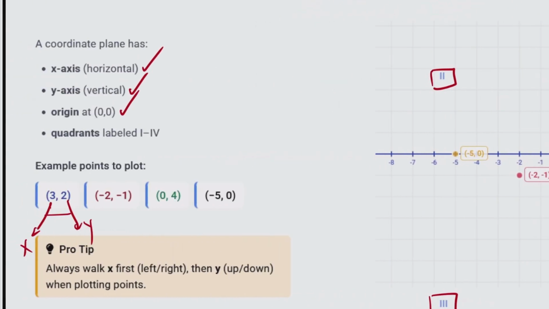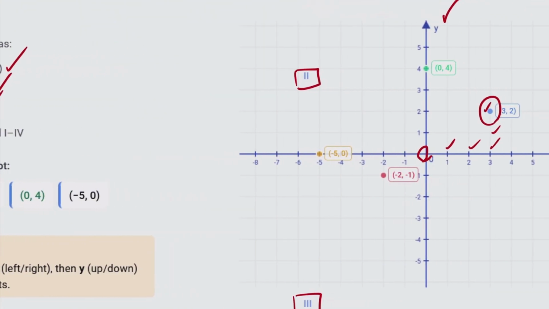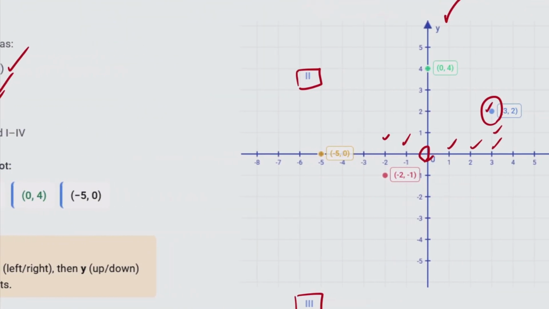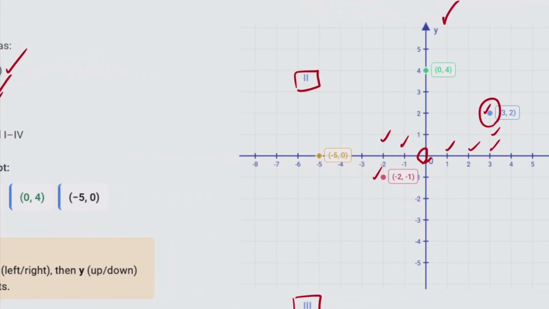Let's see another example. (-2, -1). Again, this is x, this is y. -2 to the left, it would be -1, -2, and -1 to the bottom, or 1 step to the bottom.